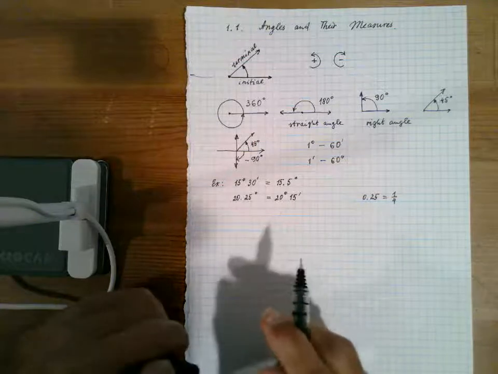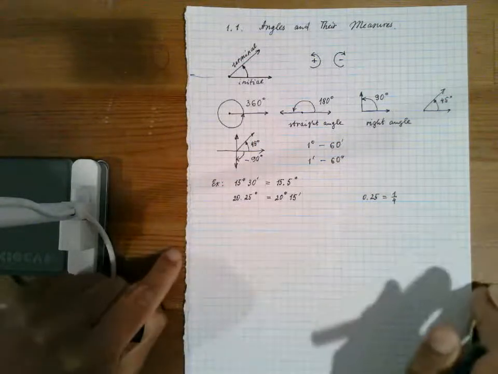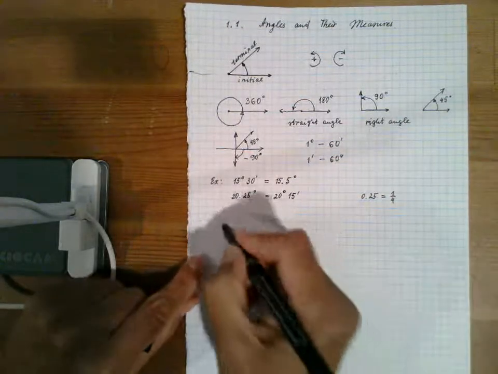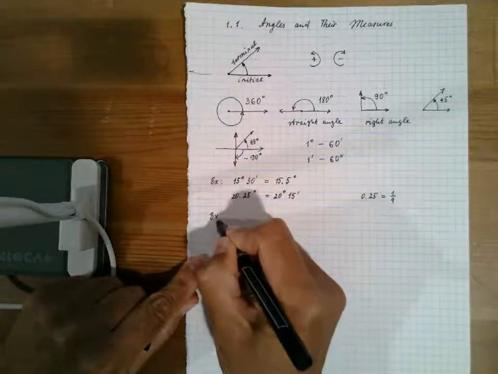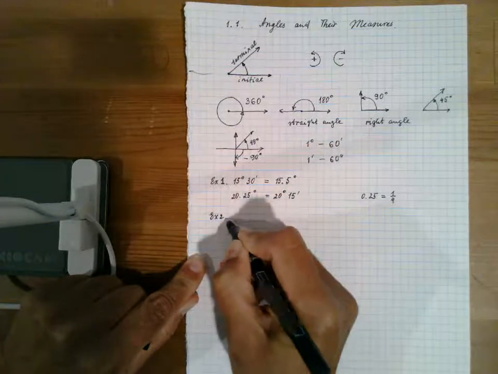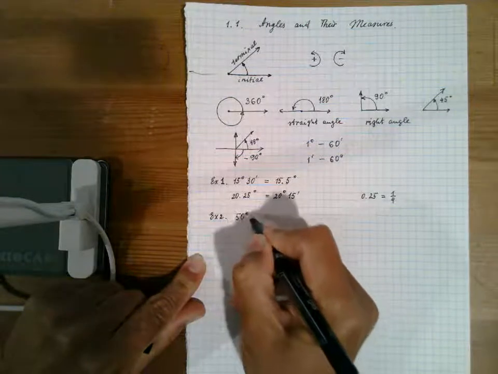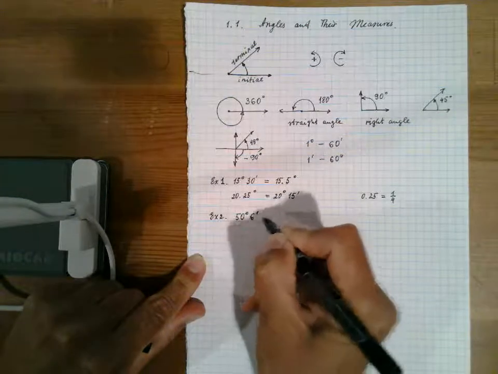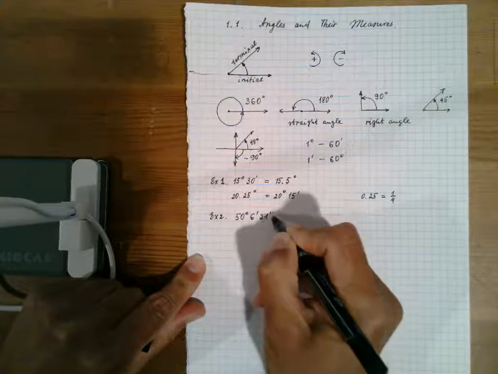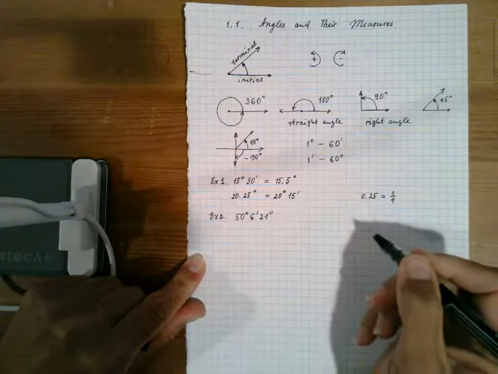If we have something simple like this, we can just figure it out without using math, right? But if something more complicated happens, for example, if somebody wants to convert an angle like this, it's going to be example number 2. That was example number 1. Imagine that somebody wants to convert 50 degrees, 6 minutes, and 21 seconds into degrees. So what should we do?